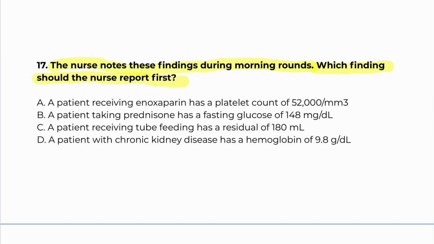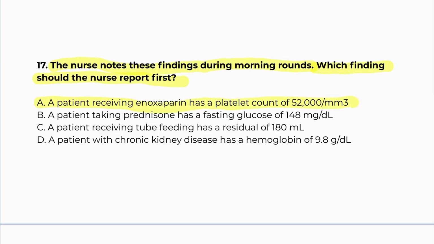Again, two options here are potentially correct, but one is the one that would require you to report quickly to a provider. Okay, so which one? Sure, you're looking at these findings. Which one would you call first, right? So the correct answer is going to be letter A.